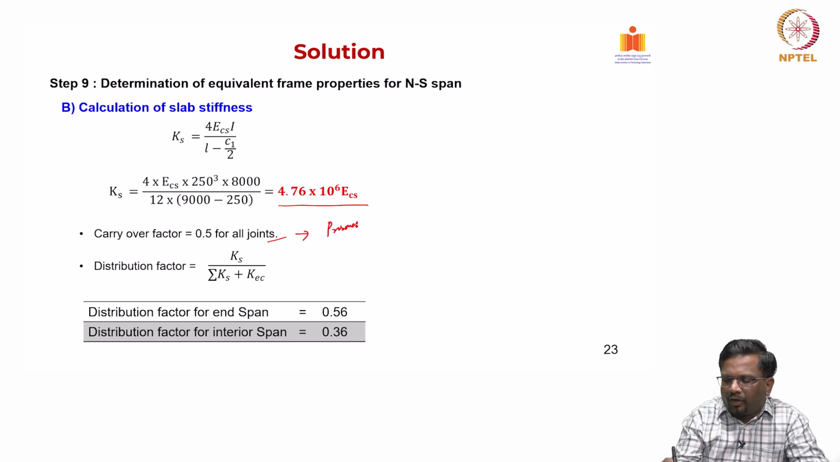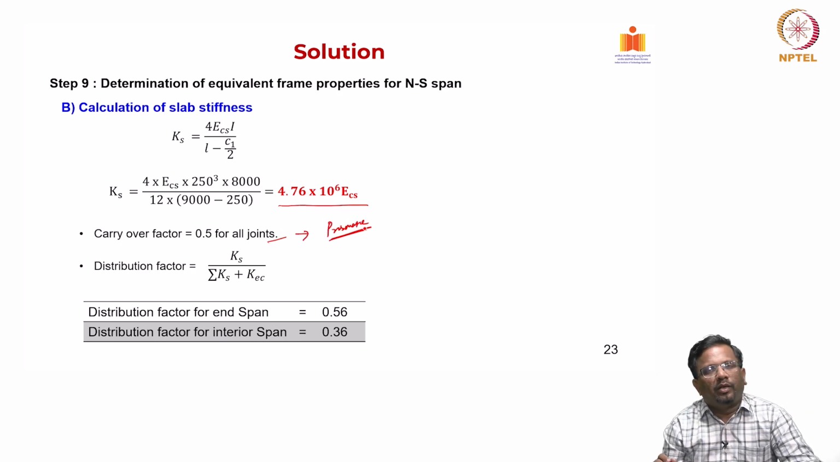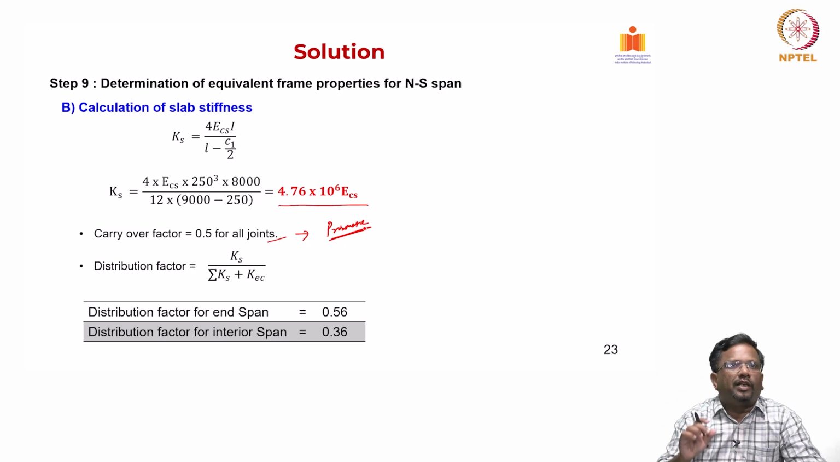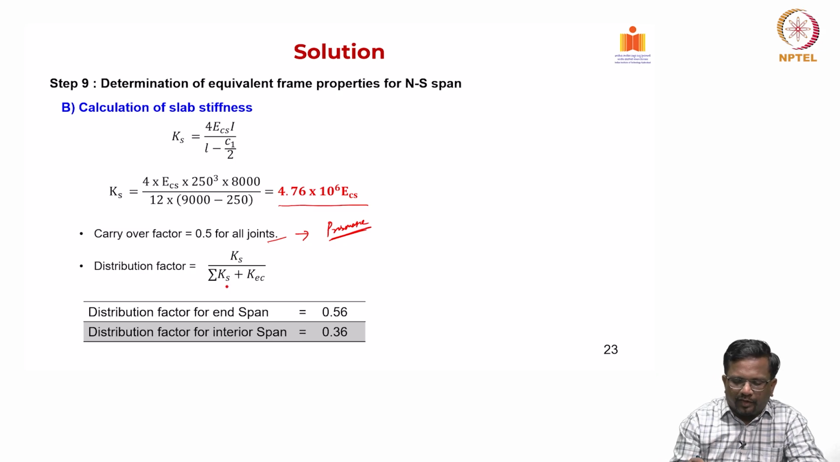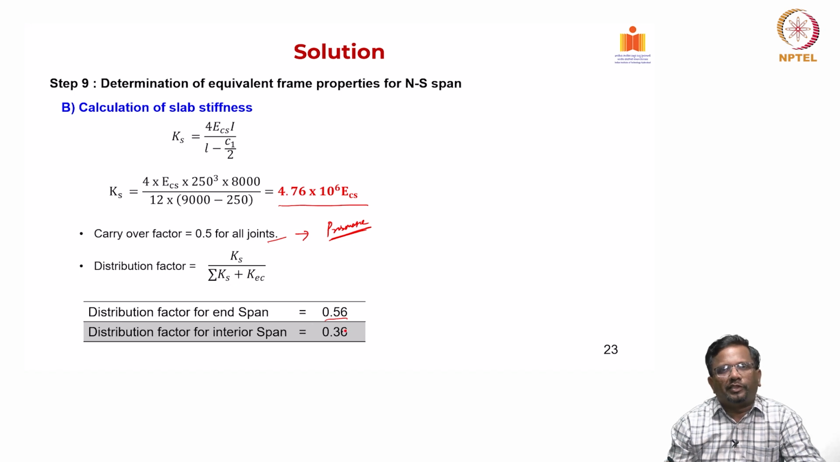Now, if you have a flat slab or a column capital, these numbers have to be slightly modified as per the tables that we talked about in the previous lecture. In this case, because it is a flat plate, the carryover factor is 0.5 because it is all prismatic. Your distribution factor is Ks divided by the summation of Ks plus Kec. So, you get 0.56 for the end span and 0.36 for the interior span.